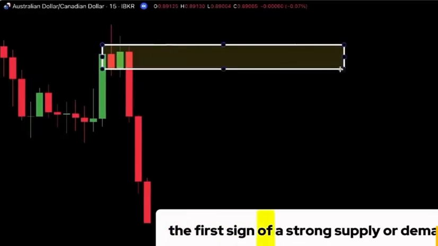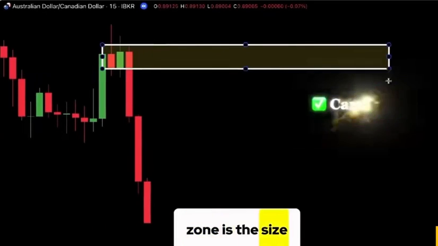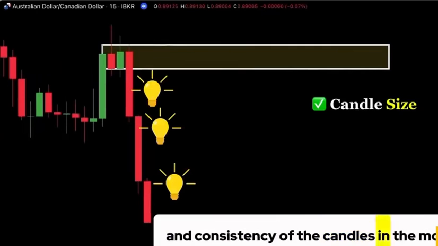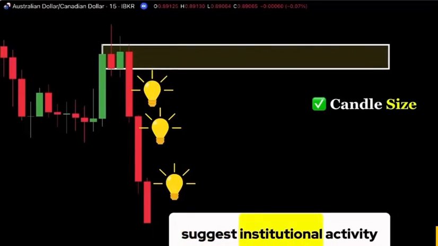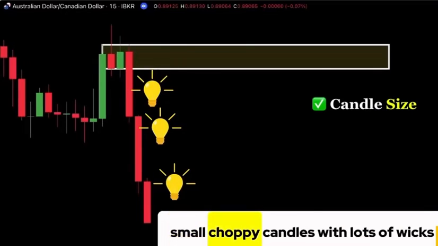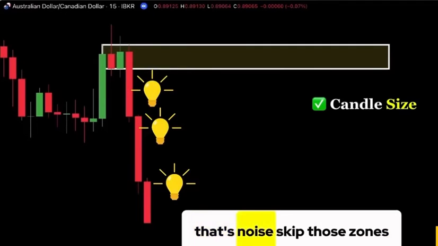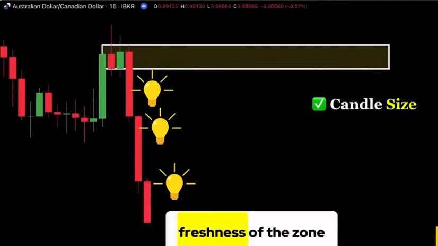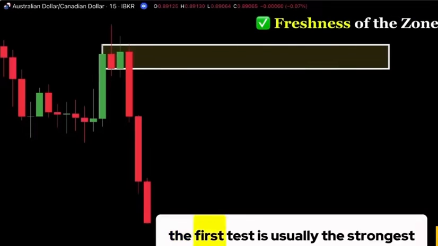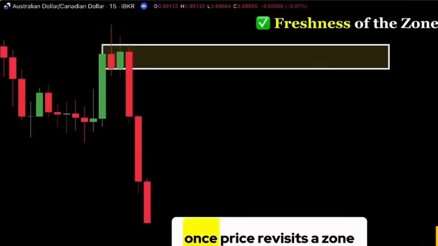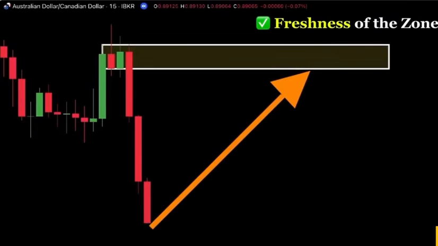The first sign of a strong supply or demand zone is the size and consistency of the candles in the move. Large, clean candles in the same direction suggest institutional activity. Small, choppy candles with lots of wicks? That's noise. Skip those zones. Freshness of the zone. Only trade zones that haven't been touched before. The first test is usually the strongest. Once price revisits a zone, it gets rejected and the market reverses strongly.